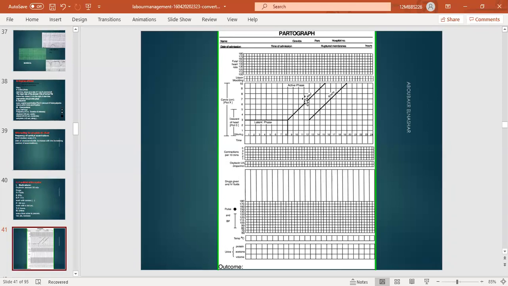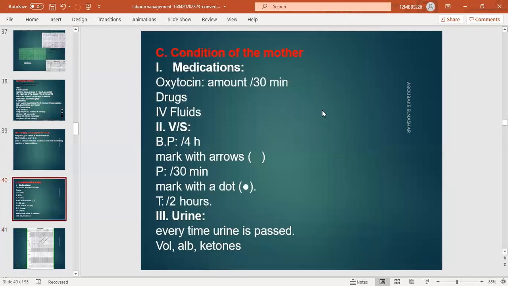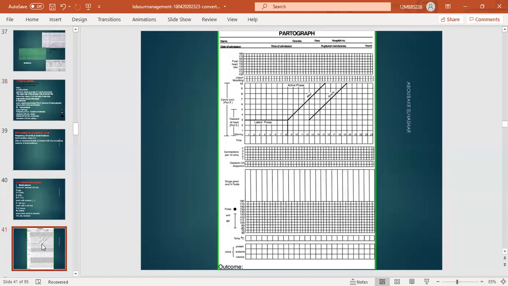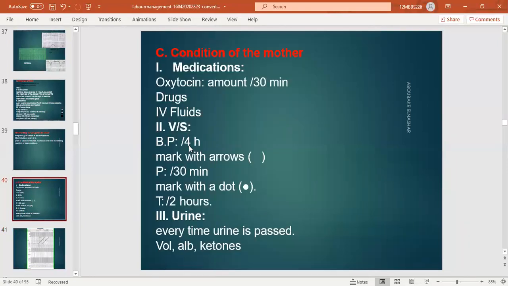Okay, so this is the alert line. Alert line, you have to think about action line. You have to take the action. So the descent, every vaginal examination, plot O. I told you how we will plot the descent of the head. The O comes from here, down this way. So that will show the descent of the head.